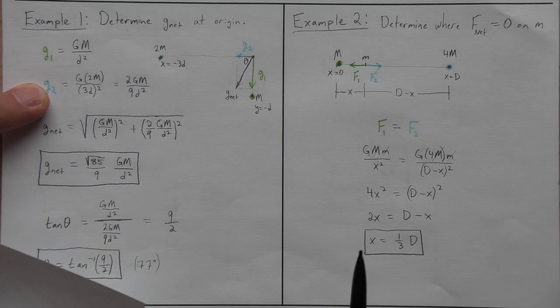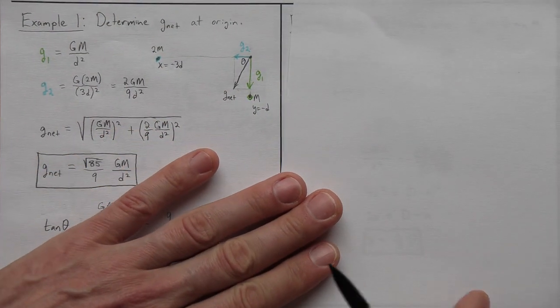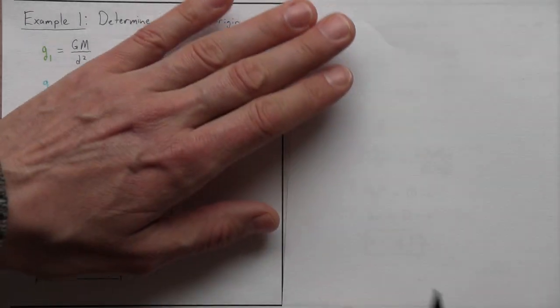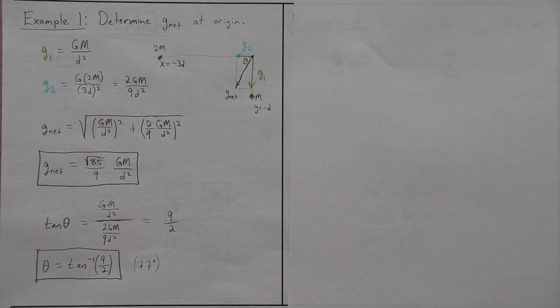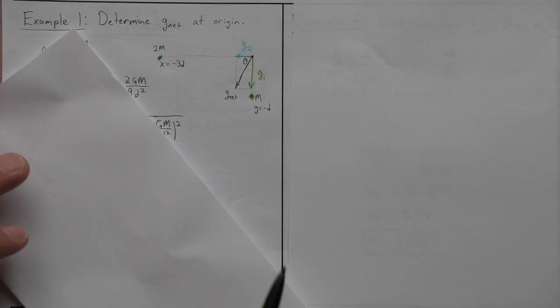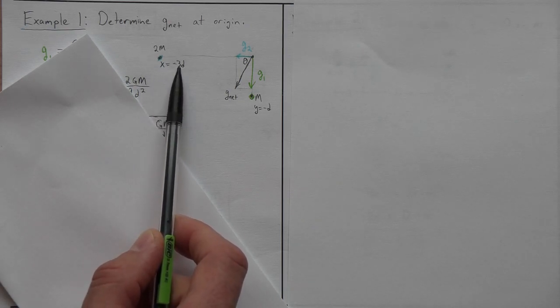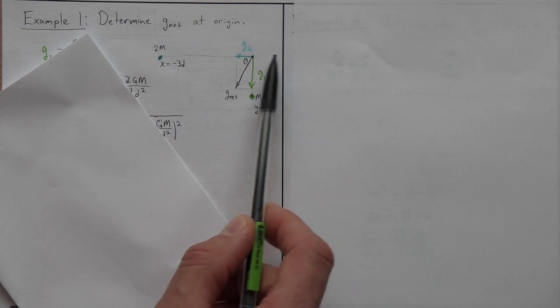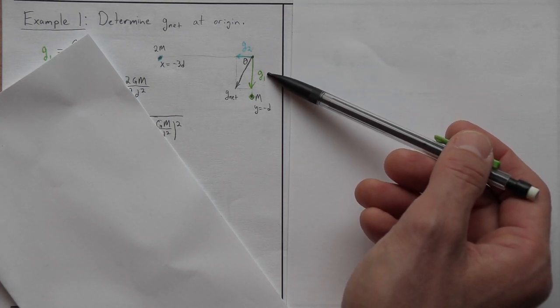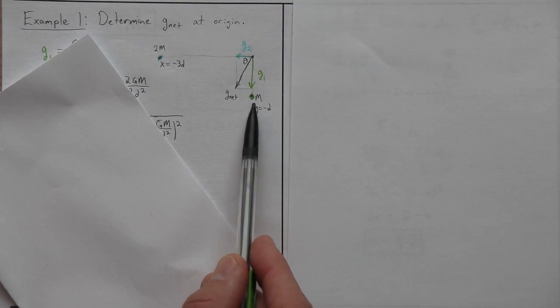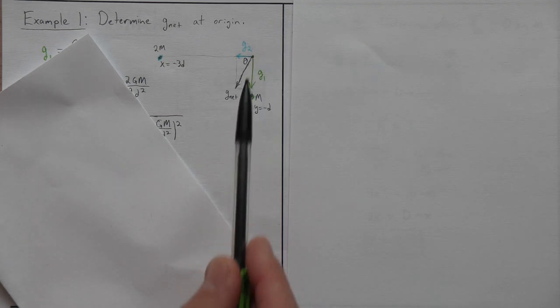Here's example 1. Suppose we're asked to find the net gravitational field, and here's the diagram. The net gravitational field at the origin. So we've got 2m here at x equals negative 3d. So here's the x-axis, here's the y-axis. So back here we've got 2m. At a coordinate of y equals negative d, down, we've got 1m. And we want to find the net field here.